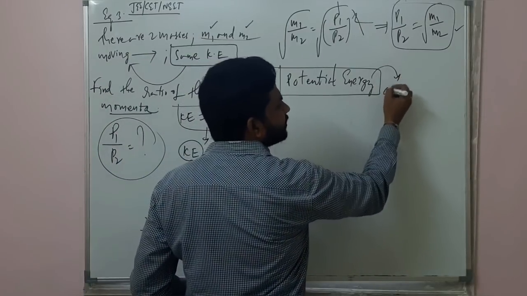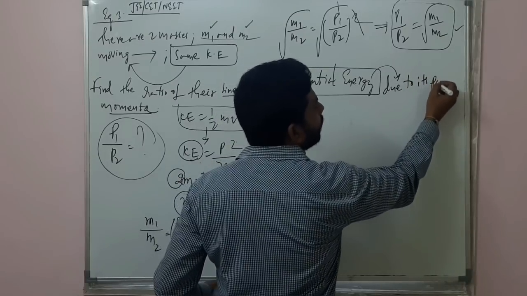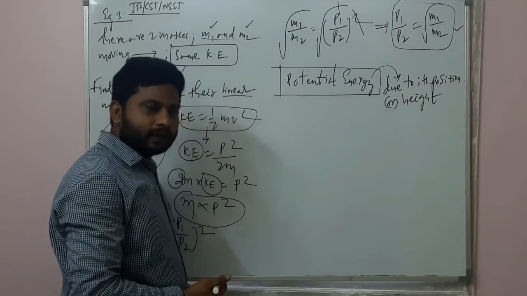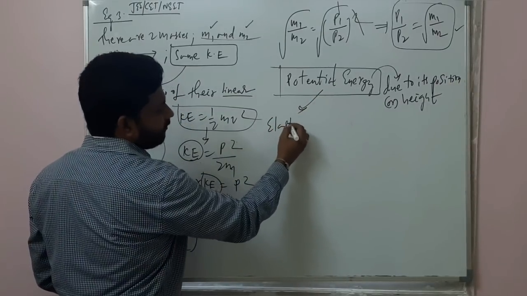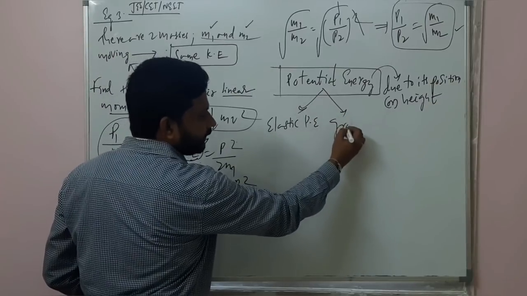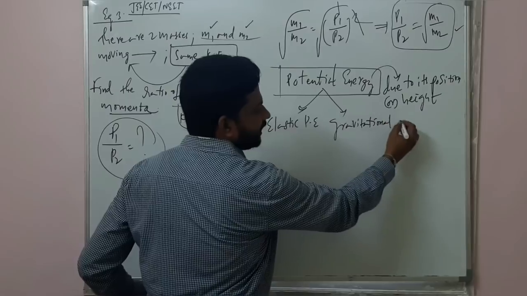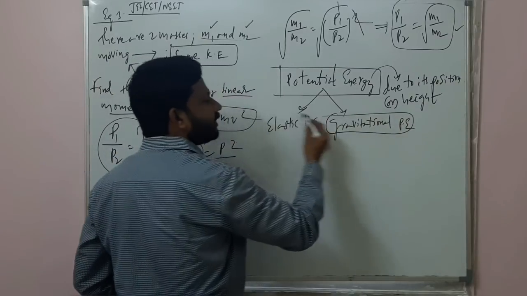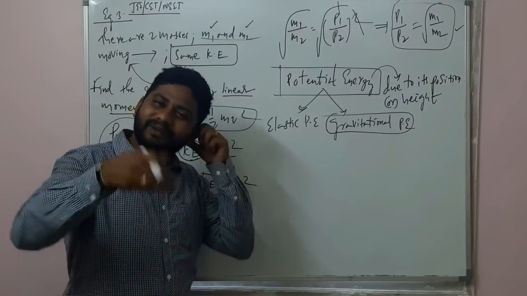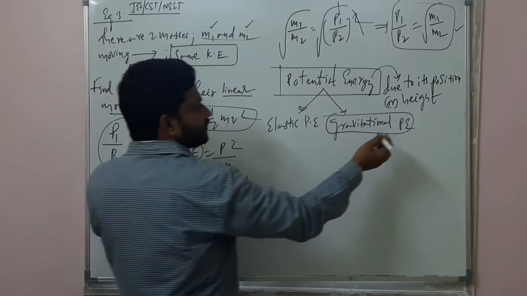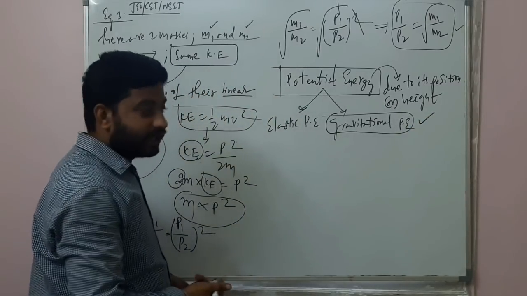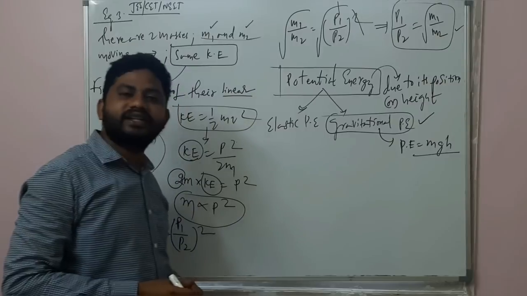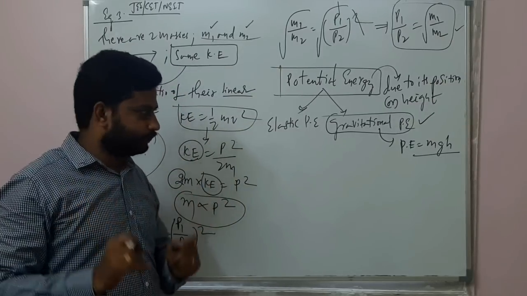Here, the energy possessed by a body due to its position or height, that's potential energy. There are two types of potential energy: elastic potential energy and gravitational potential energy. In most cases we use the gravitational potential energy, except in a few cases that we'll learn later. So most of the potential energy we term as gravitational potential energy, which is equal to mgh. Is it clear? Gravitational potential energy is what? mgh. Now, what is this mgh?